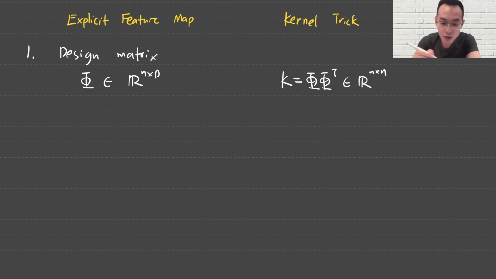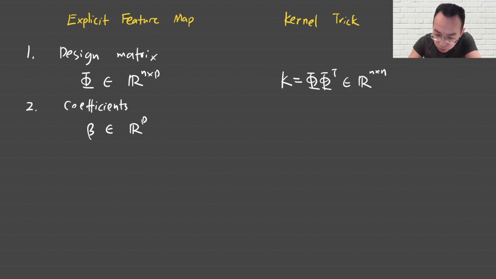Okay, and the second thing is the coefficients. For the explicit feature map, we have beta, that's a p-dimensional vector. And for the kernel trick, we have C, and C will be an n-dimensional vector. So that's the difference. Let's keep going, and then we have the closed form solution.